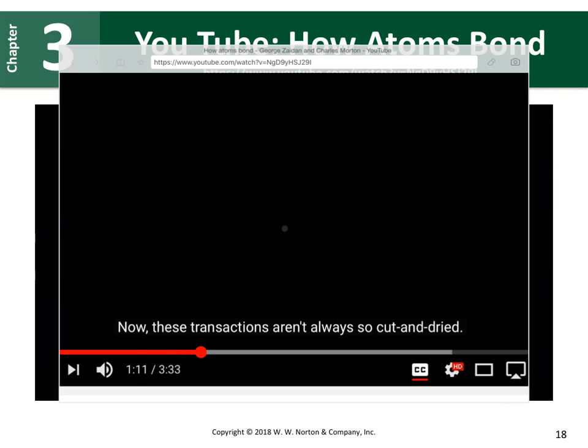Now, these transactions aren't always so cut and dry. If one atom doesn't completely overwhelm the other, they can actually share each other's electrons. This is like a potluck, where you and a friend each bring a dish, and then both of you share both dishes. Each atom is attracted to the shared electrons in between them, and this attraction is called a covalent bond. The proteins and DNA in our bodies, for example, are held together largely by these covalent bonds. Some atoms can covalently bond with just one other atom, others with many more. The number of other atoms one atom can bond with depends on how its electrons are arranged.